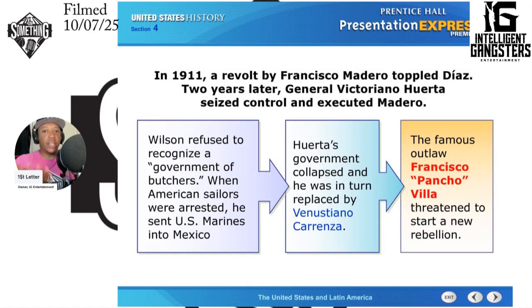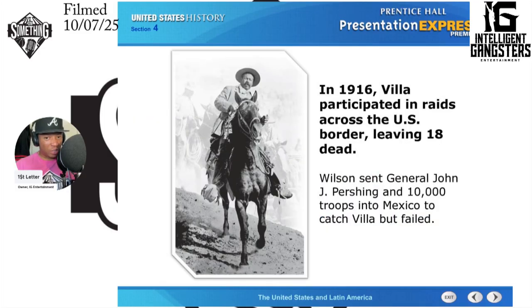So what happened? This happened. In 1911, a revolt by Francisco Madero toppled Diaz. 2 years later, General Victoriano Huerta seized control and executed Madero. Wilson refused to recognize a quote unquote government of butchers. When American sailors were arrested, he sent U.S. Marines into Mexico. Huerta's government collapsed, and he was in turn replaced by Venustiano Carranza. The famous outlaw Francisco Pancho Villa threatened to start a new rebellion. See, a lot of stuff going on down there. You know what I'm talking about? A lot going on.